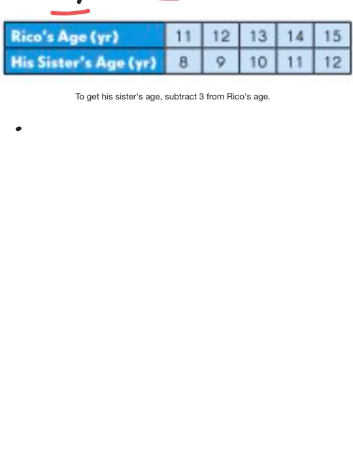You should say he's going to be 30 years old because he's 3 years older than her. So when she's 27, he'll be 30.